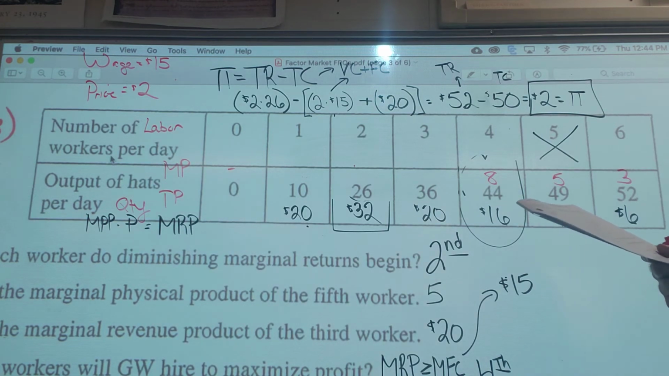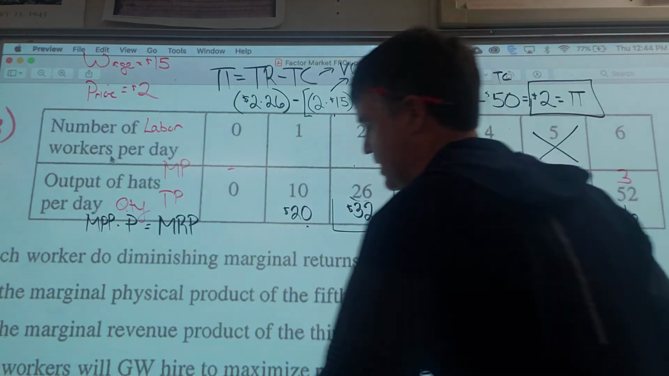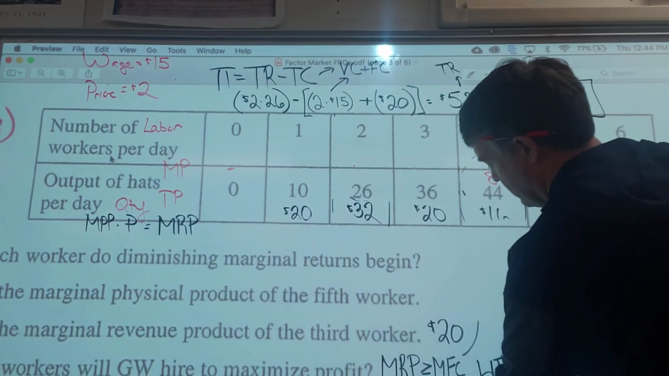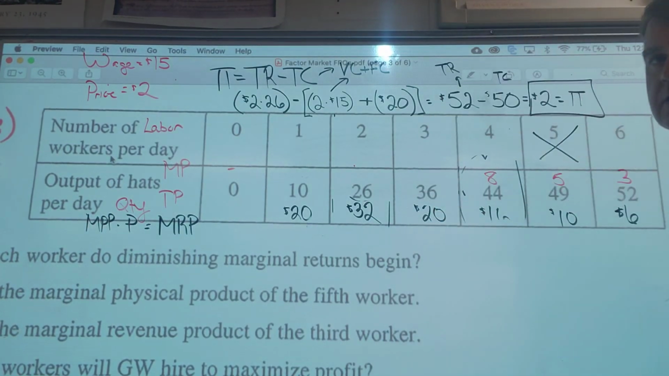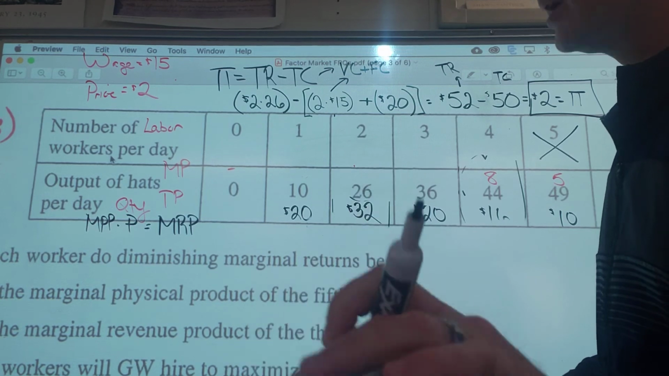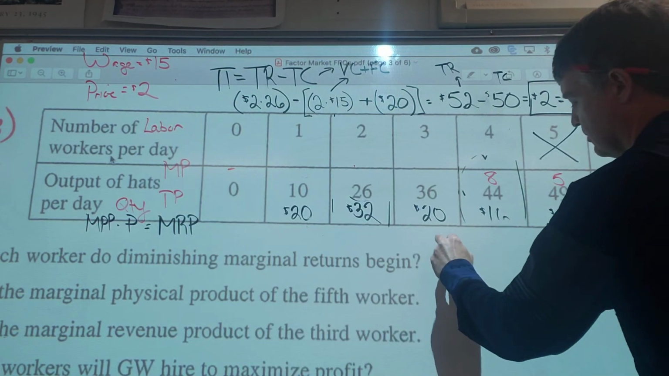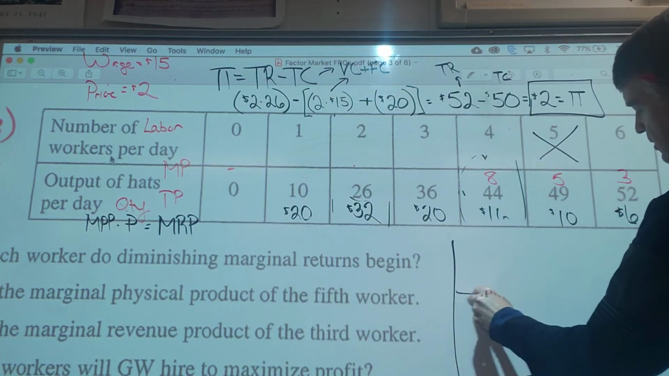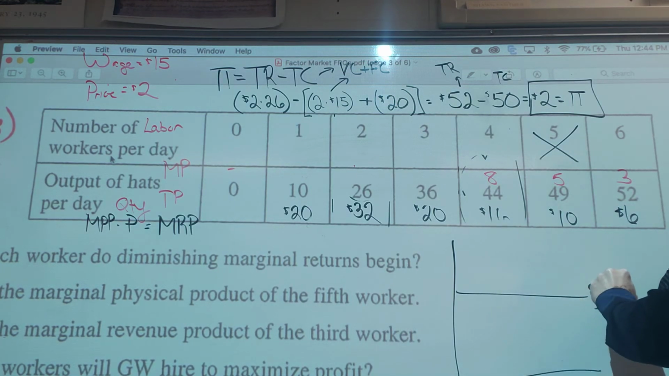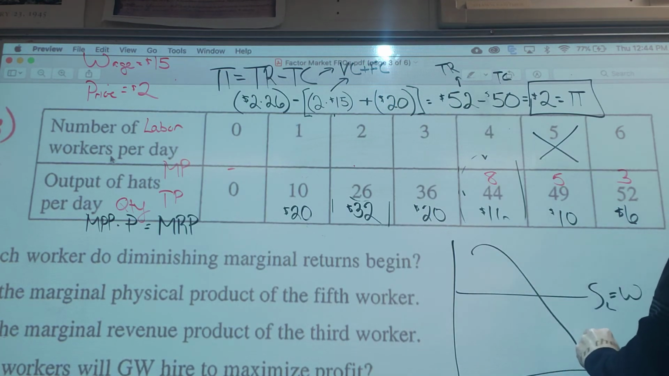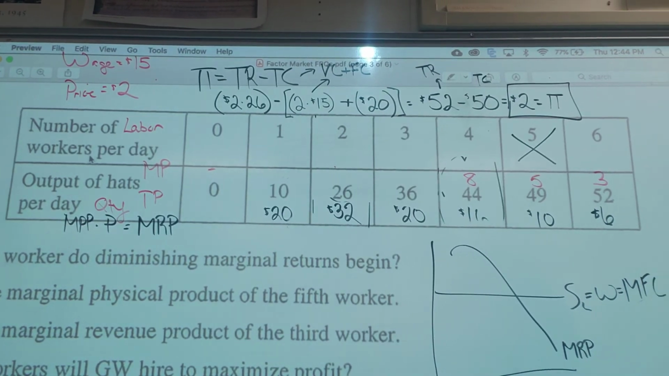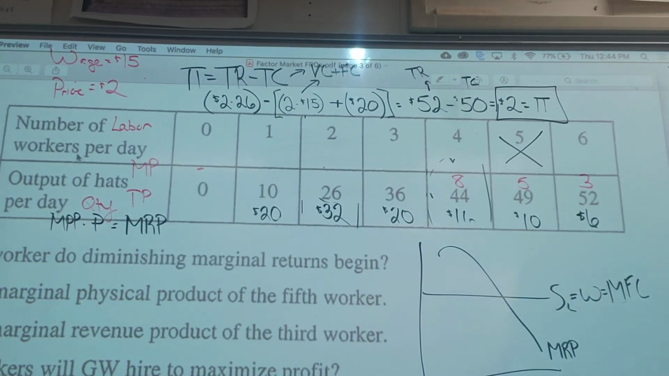F says if the price of hats increases, what will happen to the number of workers hired in the short run? Okay, it goes back to what we've done a few times now with the graph of the firm. Remember what we look like? Wage taker, supply of labor equals the wage. MRP, this is the marginal factor cost also.